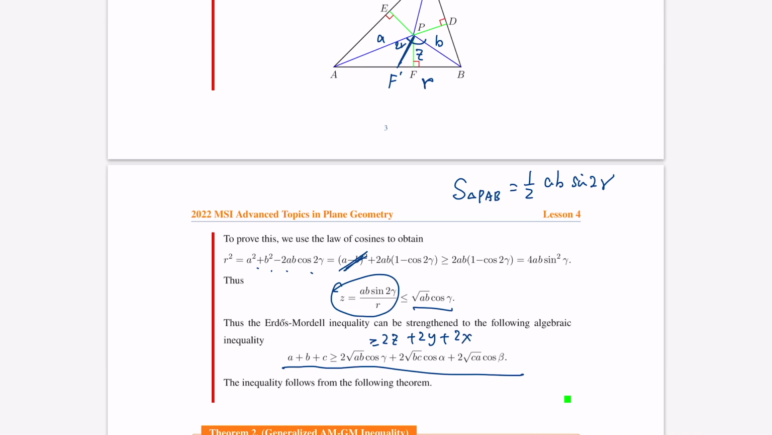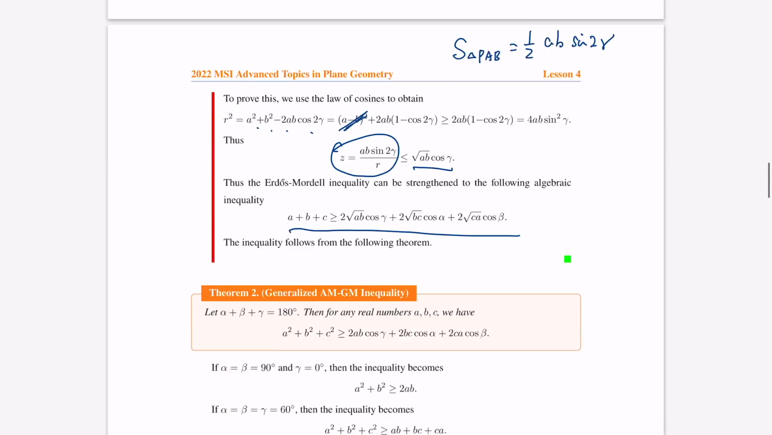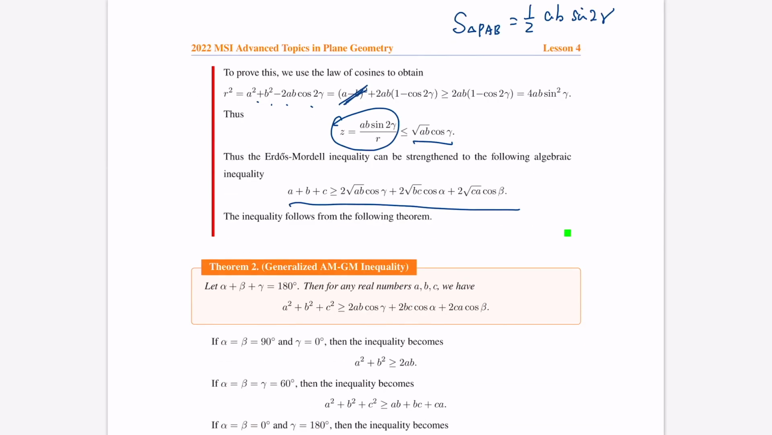From now on, this algebraic inequality just jumps out of the geometry. In the Erdos-Mordell setting, if a, b, c are the three sides of a triangle, then you would have a plus b bigger than c, c plus a bigger than b, the triangle inequality. But we are going to prove an inequality which I call the generalized AM-GM inequality, which is true for any a, b, c.